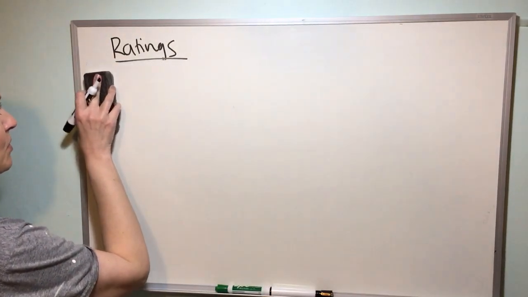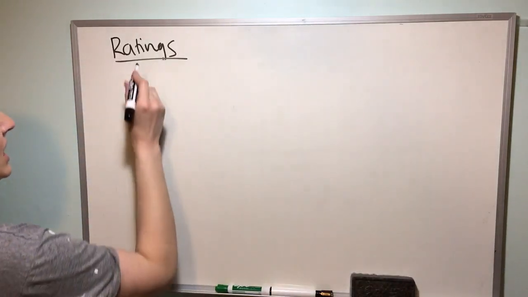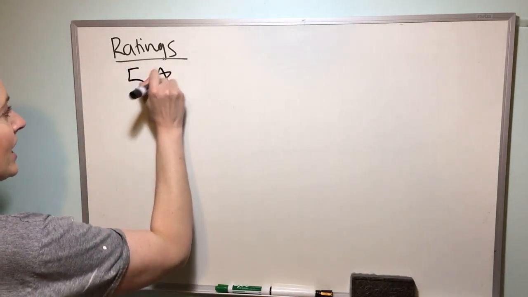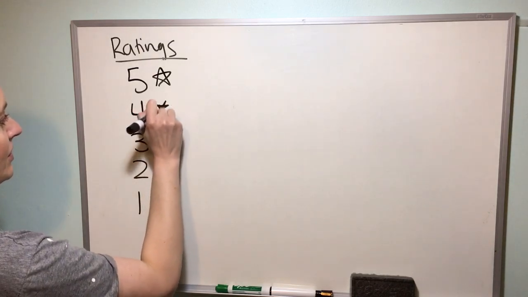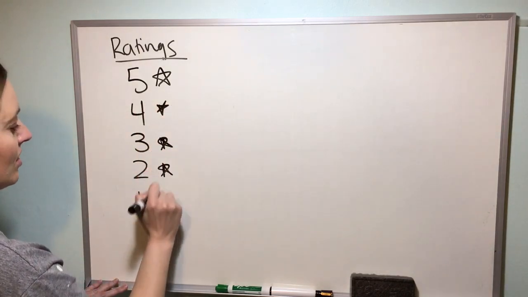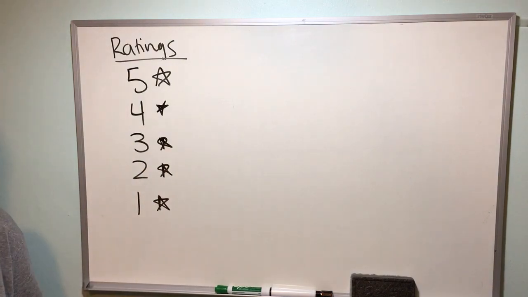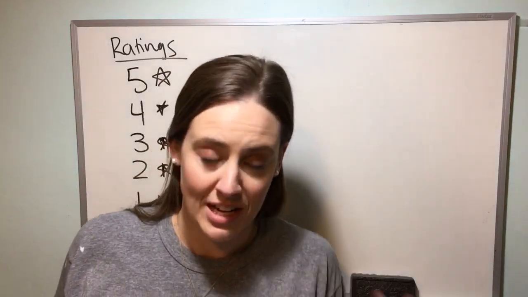I'm going to erase this just because we're going to need all the room for this one. We had 5-star, 4-star, 3-star, 2-star, and 1-star films, right? I don't need to draw all the stars. You get the point. So those are the different categories that we have to group all of these films into.